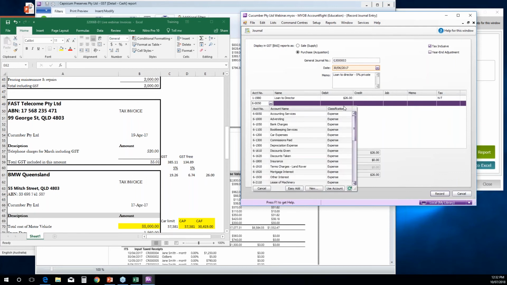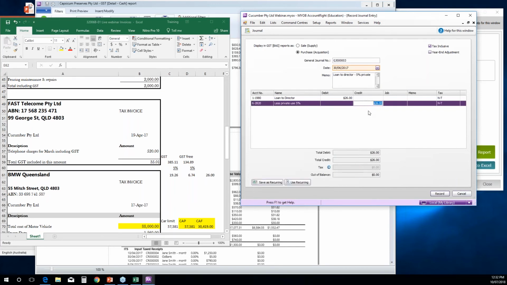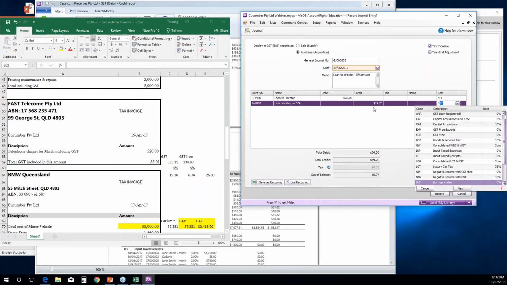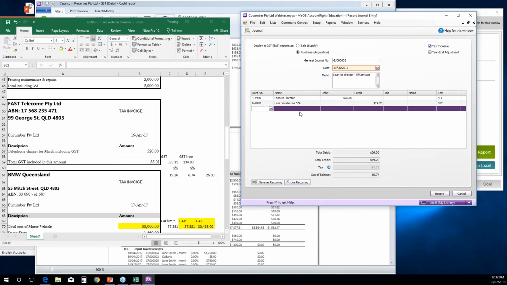But now, telephone must be reduced by the expense you claimed. It must be reduced by the non-private usage. So I'm going to look for that relevant account. Telephone. We have less private usage account. So I'm going to use it. First of all, $19.26 for GST. So GST will be adjusted. 10% of the 19.26, you can't claim GST, which is 1.75. So 1.75 will reduce from your GST paid account.